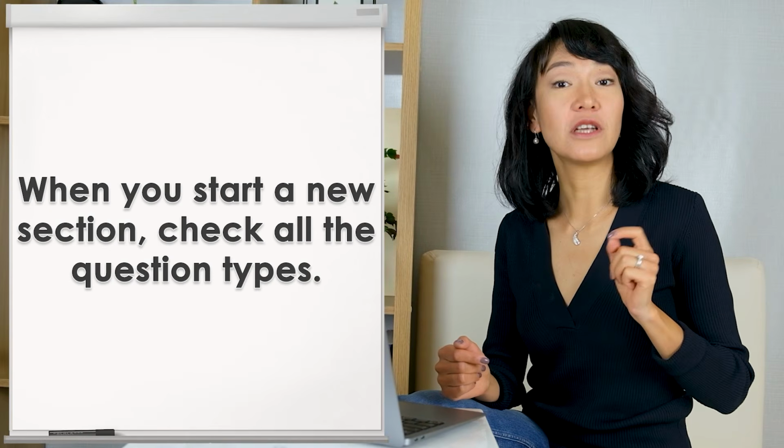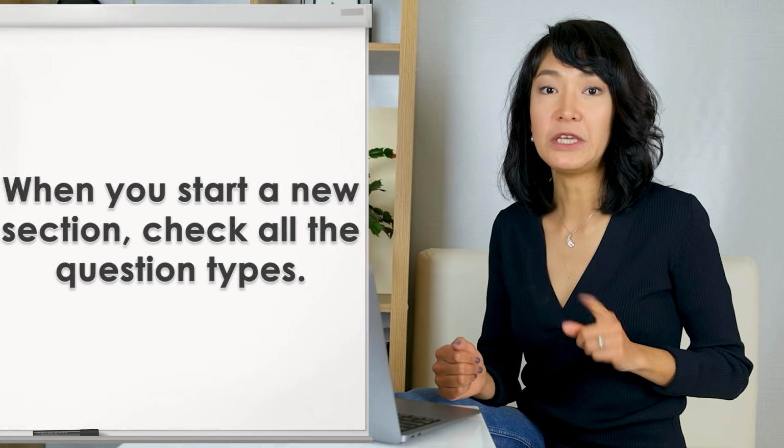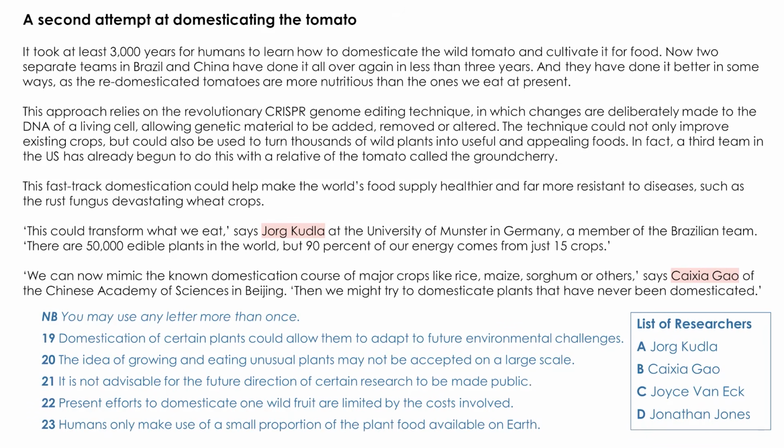We're going to use the same passage about tomatoes. These questions come after the matching information questions you've just completed. So my tip is, when you start a new section, check all the question types. If we'd done that, all your surnames would have already been highlighted and the beginning of the passage would look like this. Can you see where you should start reading? Go ahead, pause the video and find your answers.